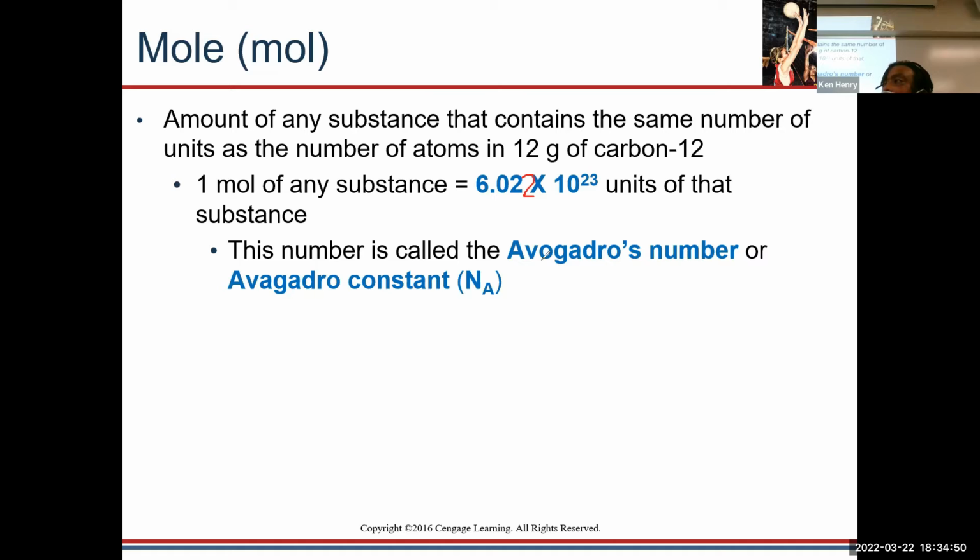So that is the beauty of using that term. Very much like the dozen, right? Very much like the dozen. It just means 6.022 times 10 to the 23rd. So what was that? Of anything. That's right, of anything. Okay, so now I want you to think about this.